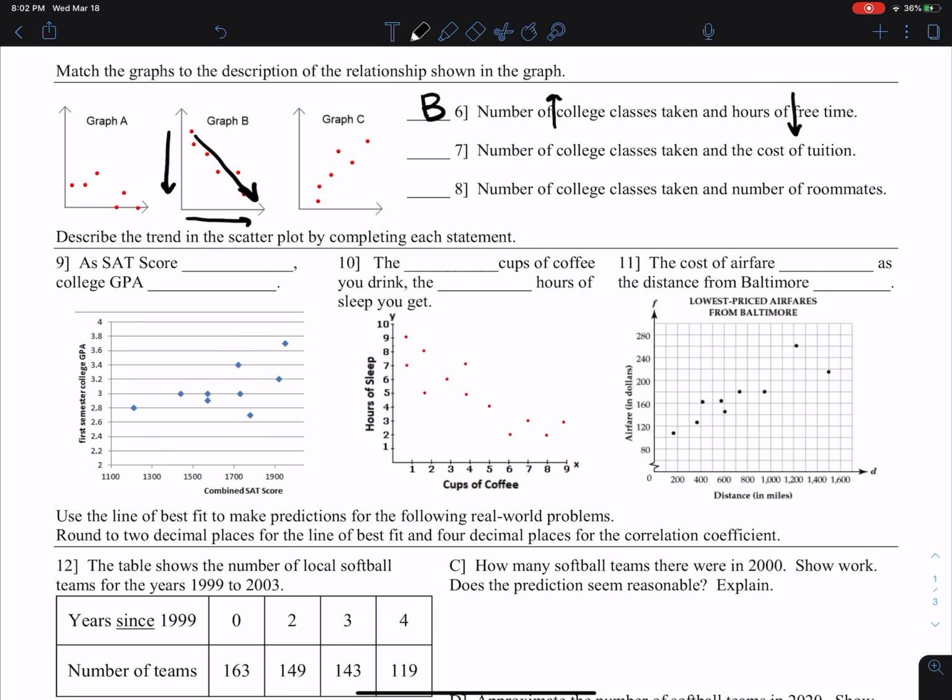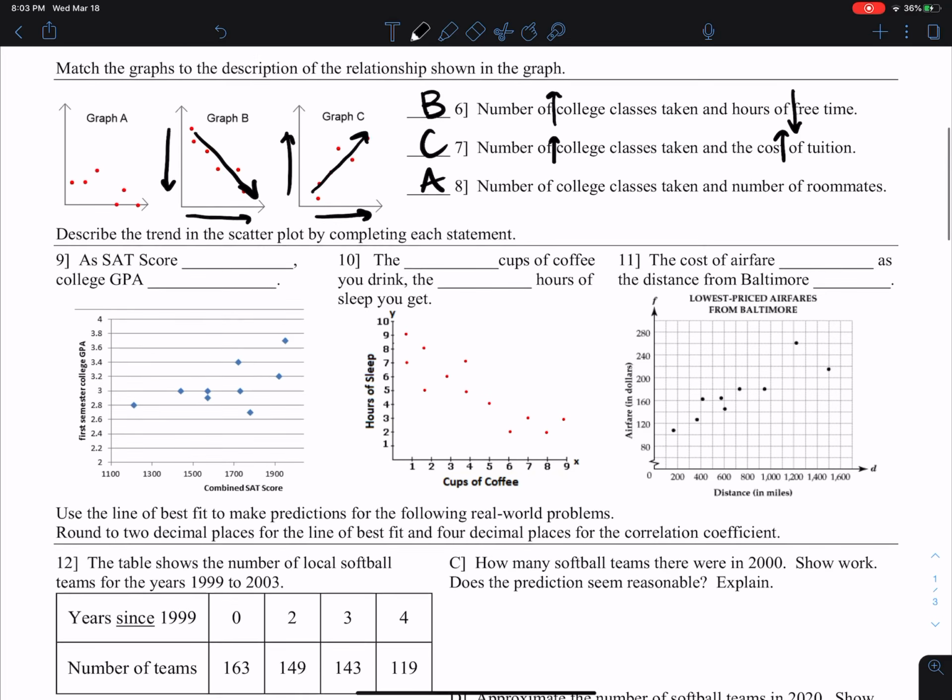The next one says the number of college classes taken and the cost of tuition. Now this one, if you take more college classes, the more you have to pay. So we have college classes going up and we have cost of tuition going up. So that would be graph C because this has a positive correlation. And then the next one, the number of college classes taken and the number of roommates. That doesn't have anything to do with how many classes you take or how many roommates you have. They're not correlated. So this would be A.